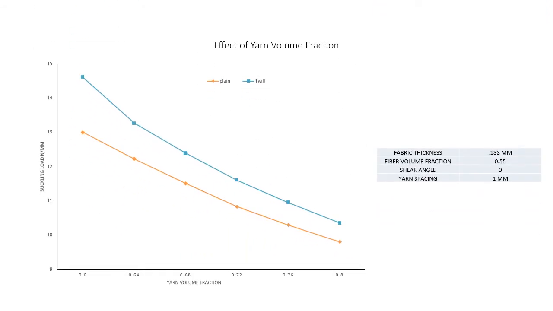We will see the effect of yarn volume fraction. It is quite interesting actually. Unlike the fiber volume fraction, increasing the yarn volume fraction will decrease the buckling load. Approximately, a 1% increase in the yarn volume fraction will decrease the buckling load by approximately 1%. And on the right side again we can see the fabric thickness, fiber volume fraction, and yarn spacing data. These data were kept constant while we increased the yarn volume fraction.